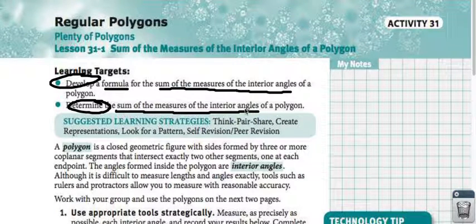For lesson 31.1, the sum of the measures of the interior angles of a polygon, you're going to develop a formula for the sum of the measures of the interior angles, and you're going to determine the sum of the measures of the interior angles.